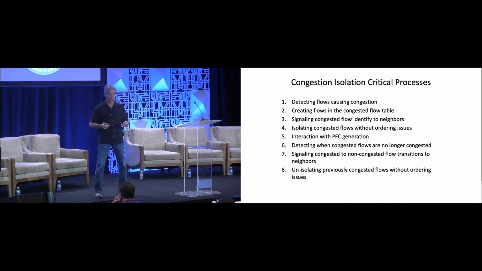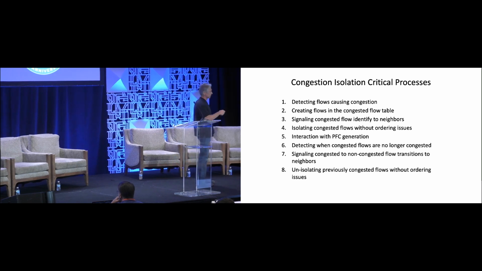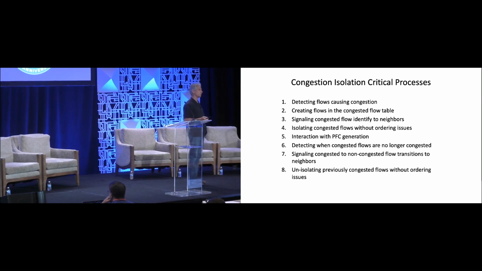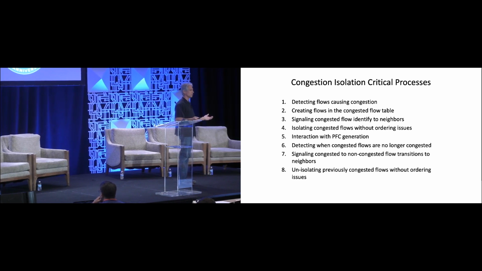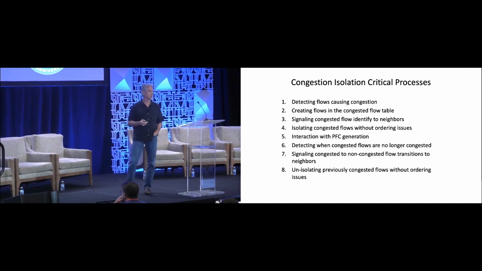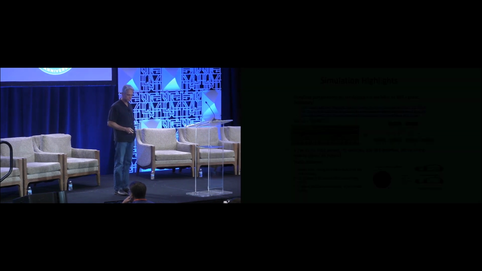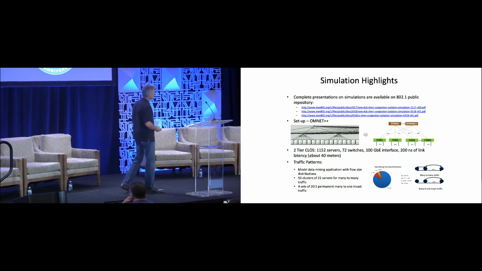And how do I do that without creating another out-of-ordering situation? So these are the critical processes that the standard itself is identifying and documenting. Clearly, for interoperability, anytime you signal messages on the wire, we have to have a protocol spec. So that's another aspect of it. But a lot of the details will be up to the switch silicon vendors on how they choose to implement these various processes. We did some simulations.